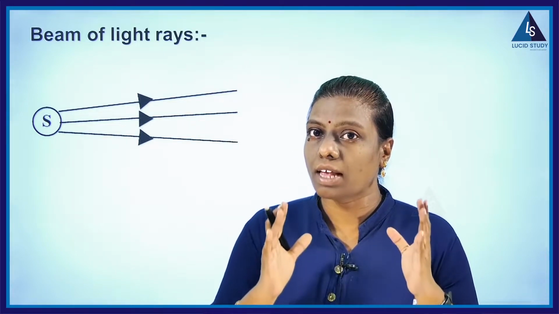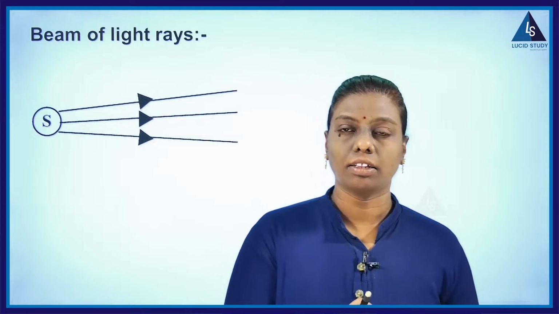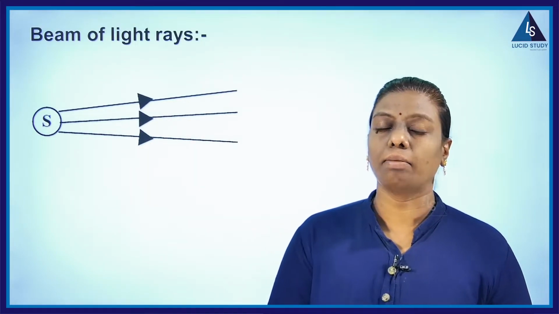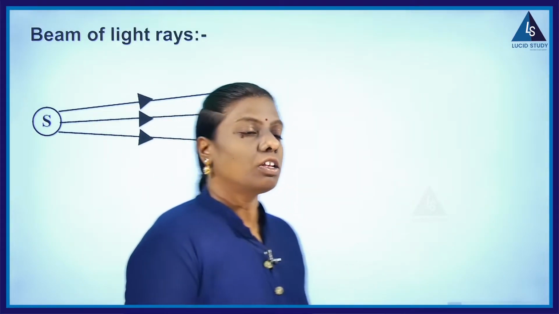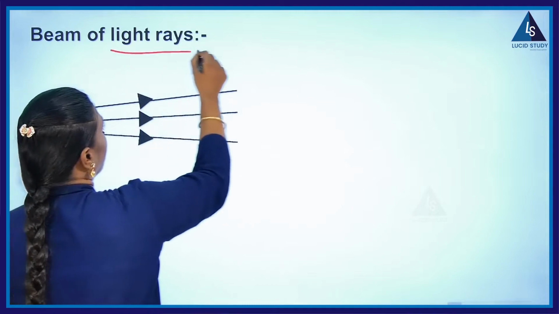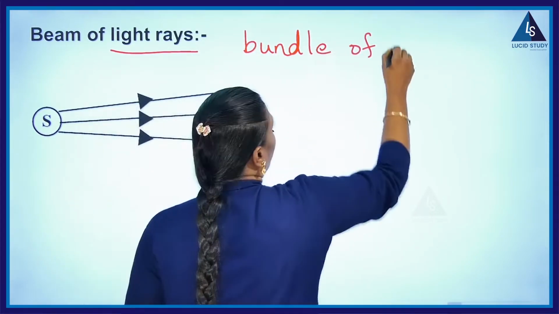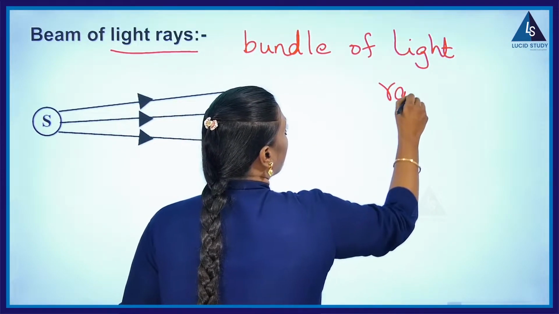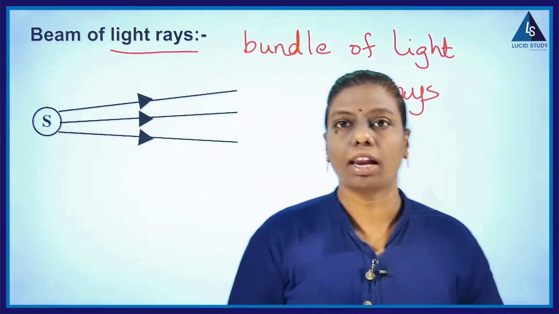The light is not a single ray. A bundle of rays coming together, we call a beam of light rays. So a beam of light rays can be defined as a bundle of light rays. A light ray can't be single. It is a bundle of light rays which we call a beam of light rays.